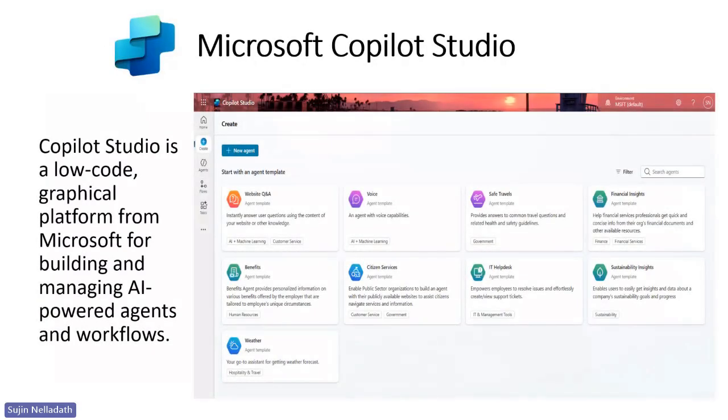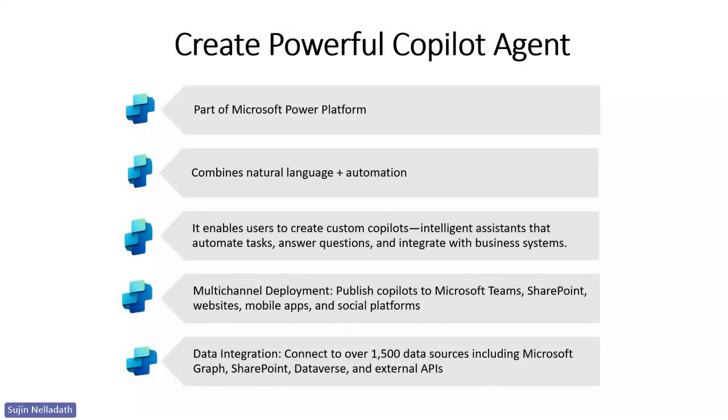If I go to the next slide, we already talked about Copilot Studio. What is Copilot Studio? We know Copilot Studio is a low-code graphical platform from Microsoft for building and managing AI-powered agents and workflows. This is how a Copilot Studio agent will look, and you can create your own agent and customize it later. It's a part of Power Platform. When I say Power Platform, you are probably working on many Power tools like Power BI, Power Apps, or Power Automate, anything you can name. It's just part of the Power Platform toolset, and it combines natural language and automation.